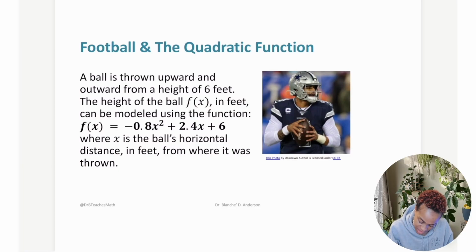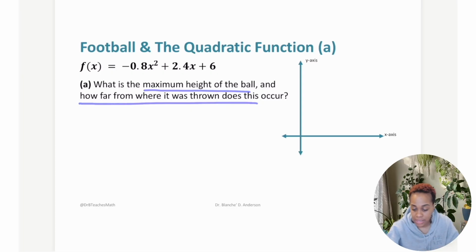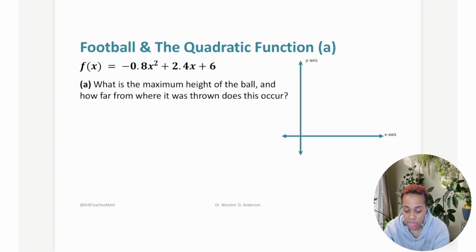Okay, cool beans. So let's go through some questions. It says, what is the maximum height of the ball and how far from where it was thrown does this occur? Remember, your maximum height is how high, the value of y, and how far it goes is your x-axis, because x marks the spot. How high was it when it hit that spot? So what you want to do is the same formula we just did, finding the vertex.